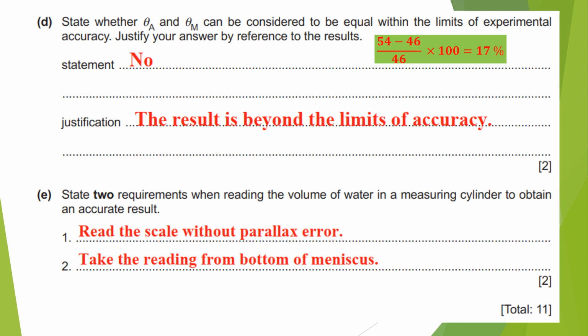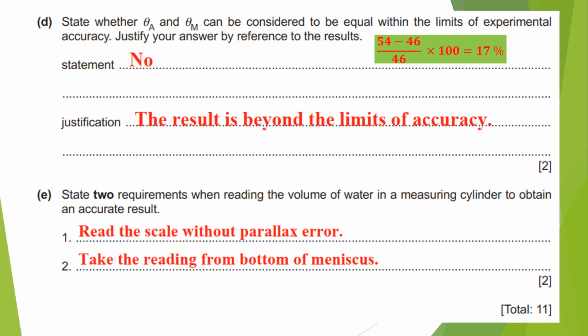So when the percentage difference you are getting is more than 10%, then the two values are not within the limits of accuracy. So clearly it is 17%. So the statement is the two values are not within the limits of experimental accuracy. So you can write no, and justification you can write the result is beyond the limit of accuracy.